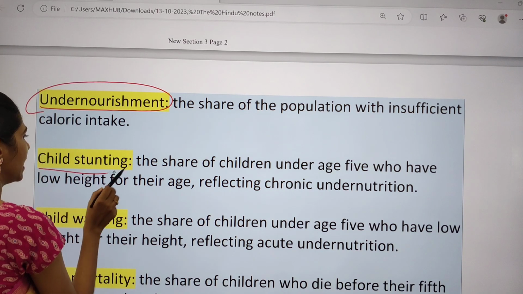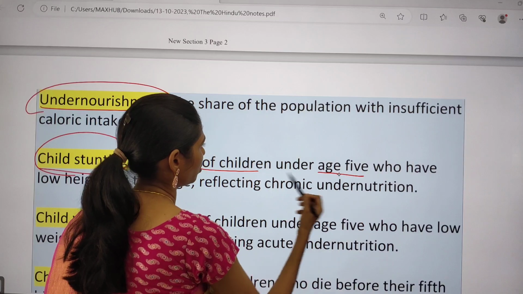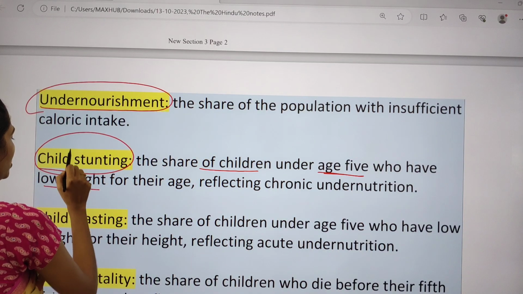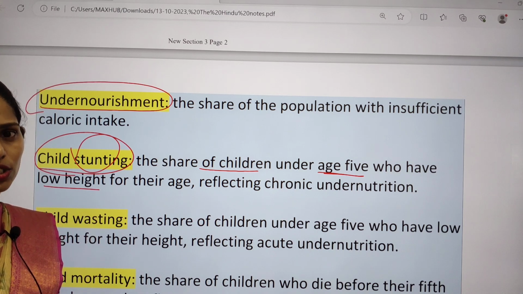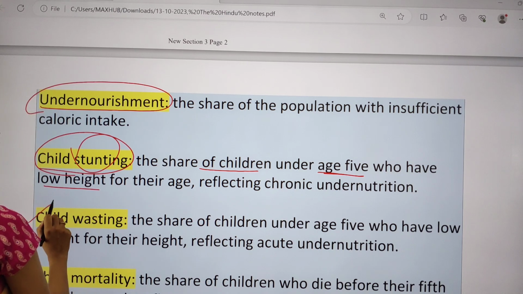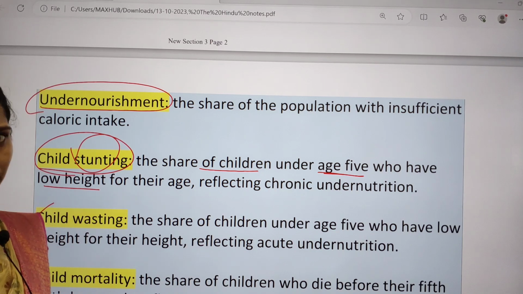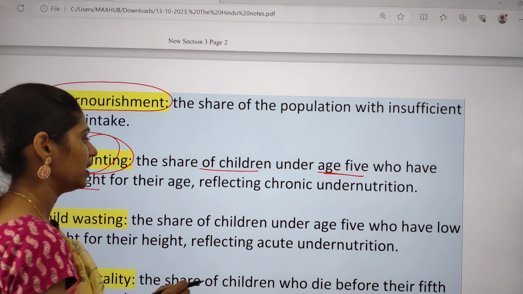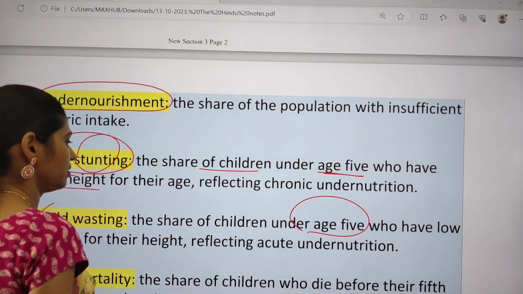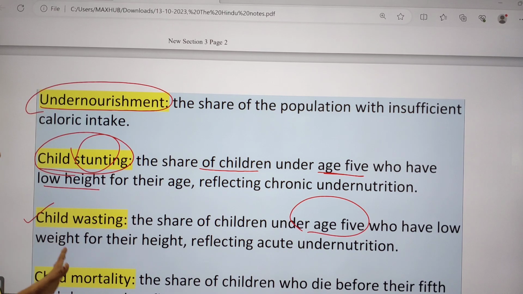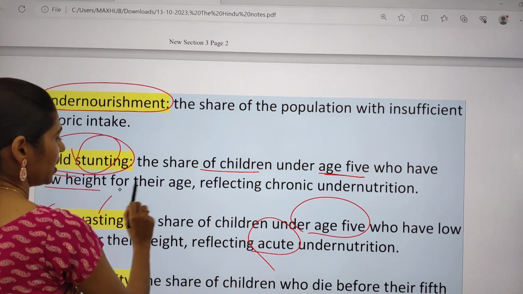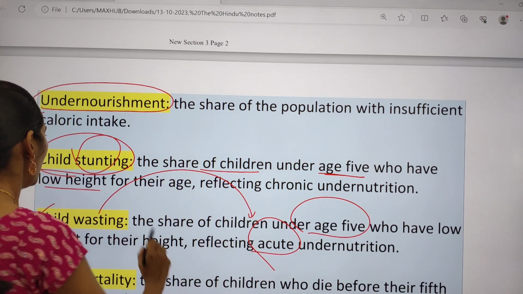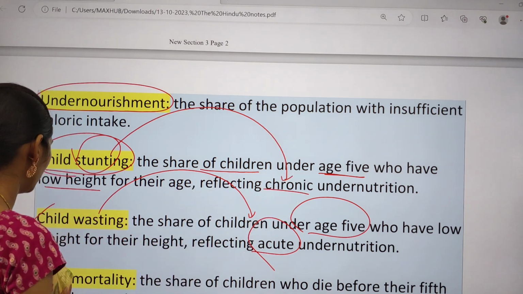And the next one is child stunting. It is the share of children under the age of 5 who have low height. Stunting is nothing but low height for their age. Because of this we can understand there is chronic undernutrition. And the next one is child wasting. Child wasting is when the weight is very much less for the age of the children. So it reflects acute undernutrition. Whenever wasting is happening, it shows acute undernutrition, and when stunting is happening, it shows chronic undernutrition.